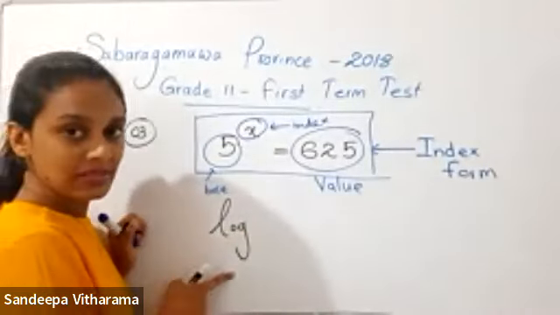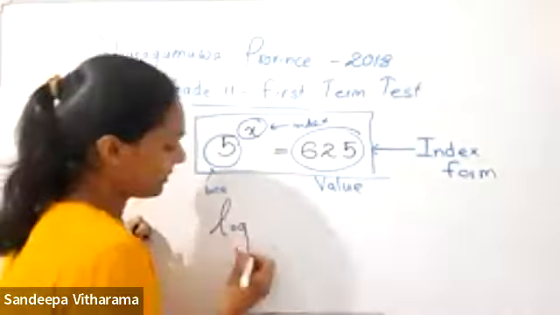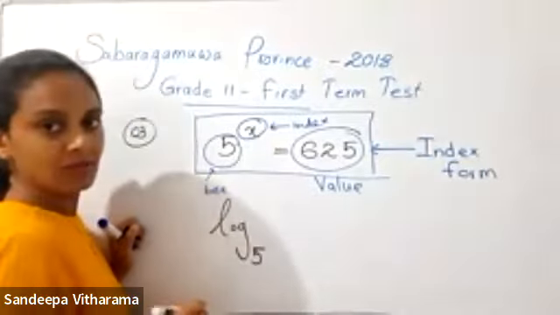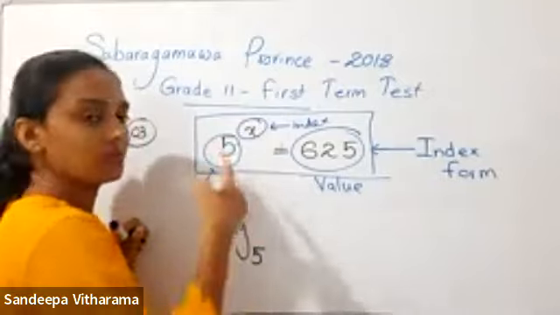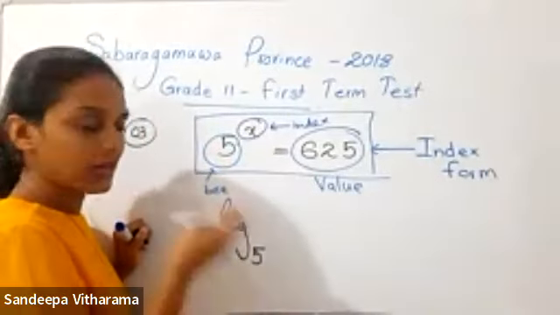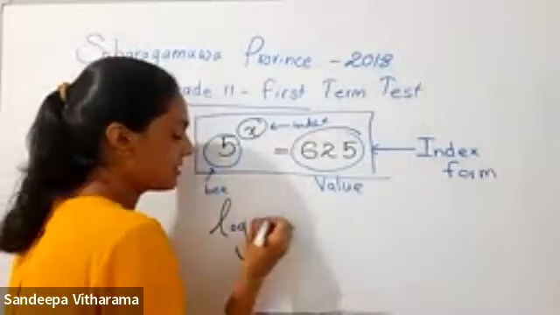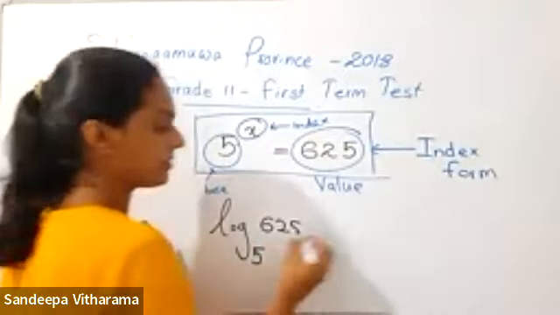බලන්න. When we convert to the log form, we write the base at the end of the letters log. Then 5 is the base. Then within the logarithm, we write the value for which we have to find the logarithm. We have to find the logarithm of 625. The value comes inside the log term.